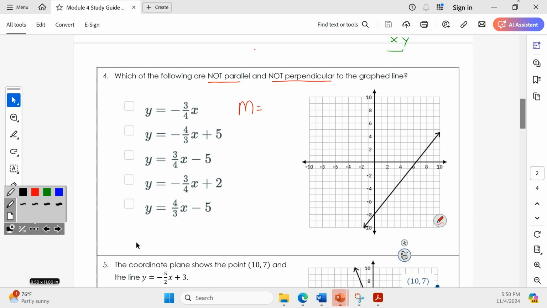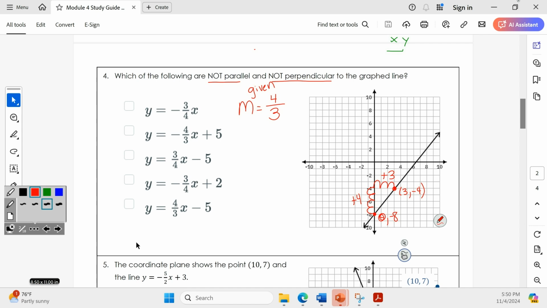Okay, so looking at this line, I'm going to choose this point, which is 0, negative 8. And I'm going to choose this point, which is 3, negative 4. So how did I go from 0, negative 8 to 3, negative 4? Well, 1, 2, 3, 4. So I went up 4, and 1, 2, 3, plus 3. So my slope of my given line is 4 over 3.